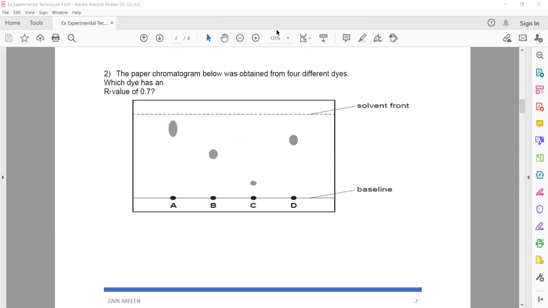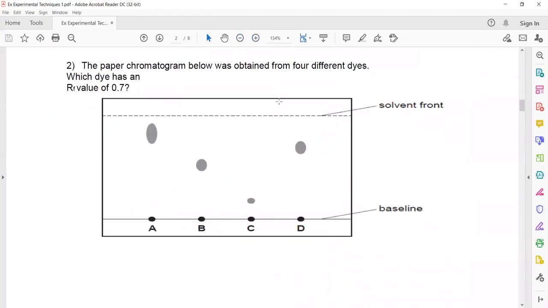For question 2, the paper chromatogram below was obtained for 4 different dyes. Which dye has an RF value of 0.7? So how can you work out the RF value to be 0.7? The RF value is the distance moved by the spot to the distance moved by the solvent front. So what you will do, you will measure this distance using a ruler.